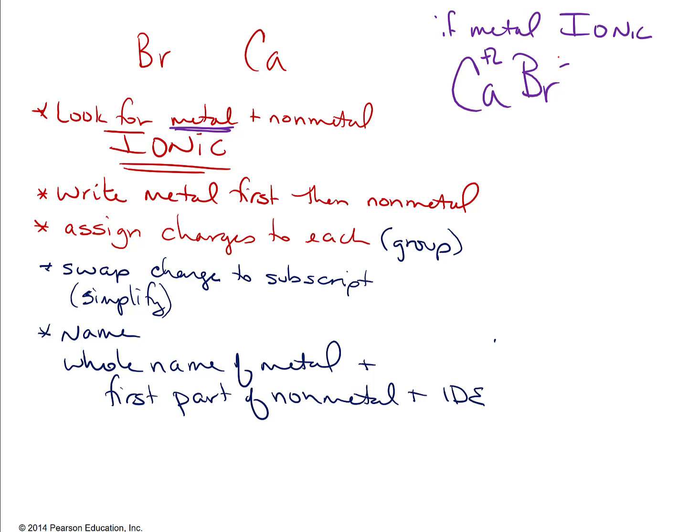So now, how do I figure out the formula? Just flip them. Just do the swap. The charge on the metal tells you the number of the nonmetals and vice versa. So the formula would be CaBr2. So remember that this is like a 1. So 1 calcium, 2 bromines. The charge tells you the number of each in the formula. And then what's its name? Yep, calcium bromide.